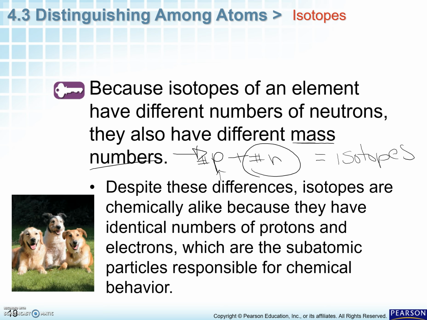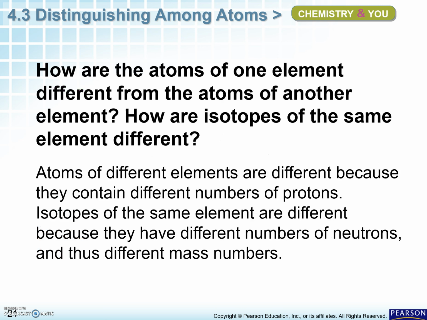So despite these little differences, we're going to have the same type of chemical composition because they have identical numbers of protons and especially electrons. Those are what are responsible for chemical behaviors. So the only thing that's different is the mass number. And that's also shown in this slide right here in your notes if you didn't catch all of that.